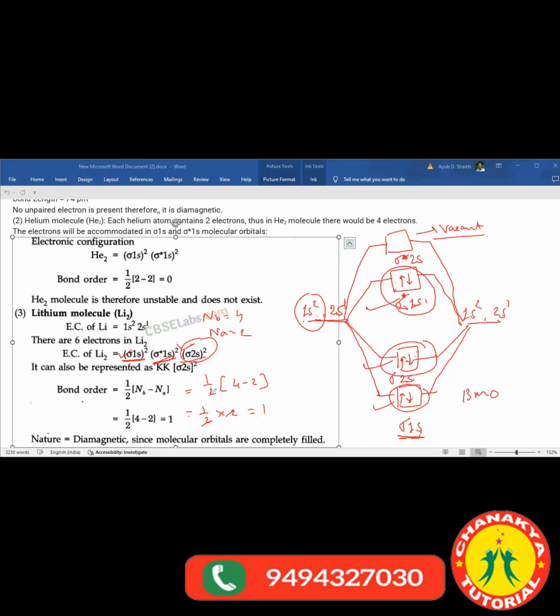As we know, in this all are paired electrons: 2 electrons, 2 electrons, 2 electrons. There is no single electron, and hence its magnetic property is diamagnetic. If there were unpaired electrons, then we could say it is paramagnetic. But here diamagnetism is shown by the lithium molecule because all electrons are paired, since the molecular orbitals are completely filled. Clear? Understood about the lithium molecule?